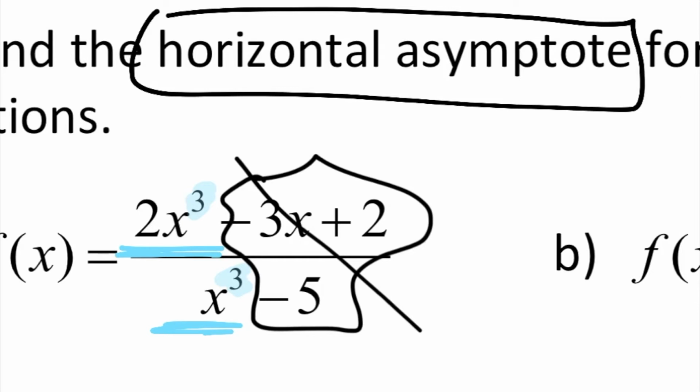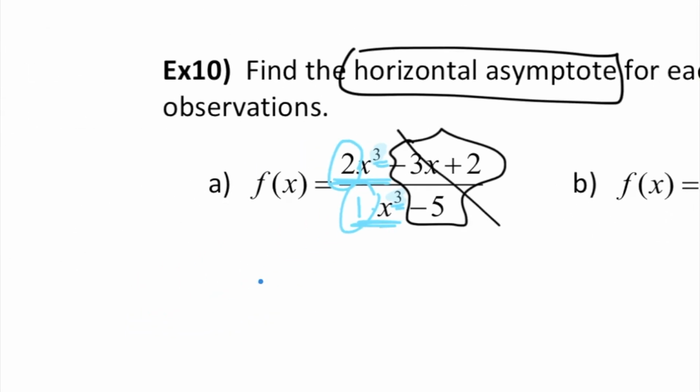And in fact, if the degrees are the same, then you think about the leading coefficient and you literally look at that fraction that is the 2/1. And so here your horizontal asymptote is y equals 2/1, which is just 2. So you've got a horizontal asymptote at 2.